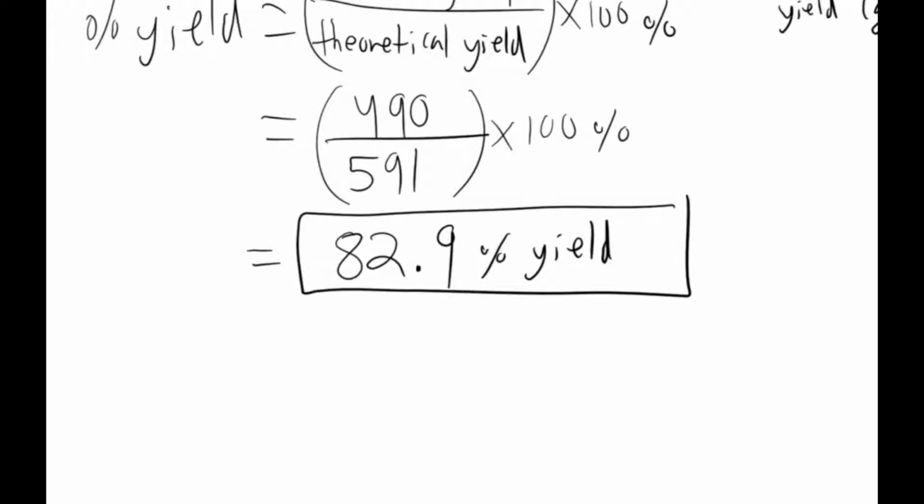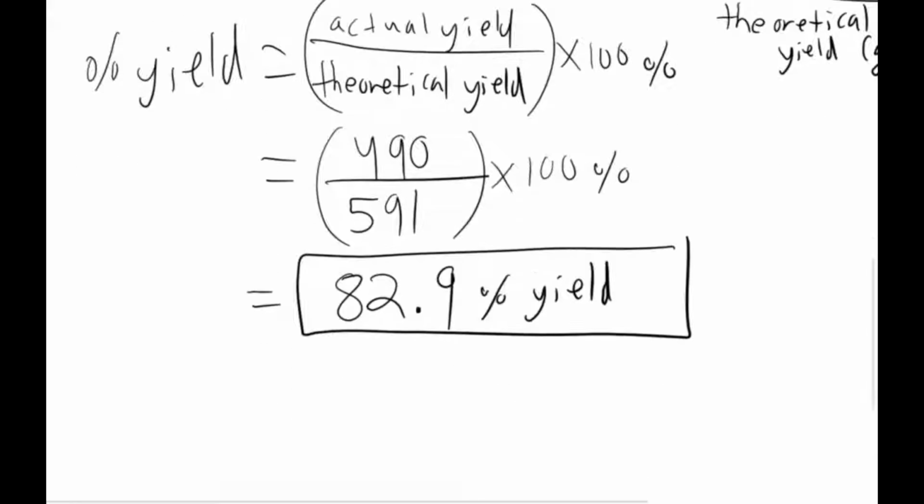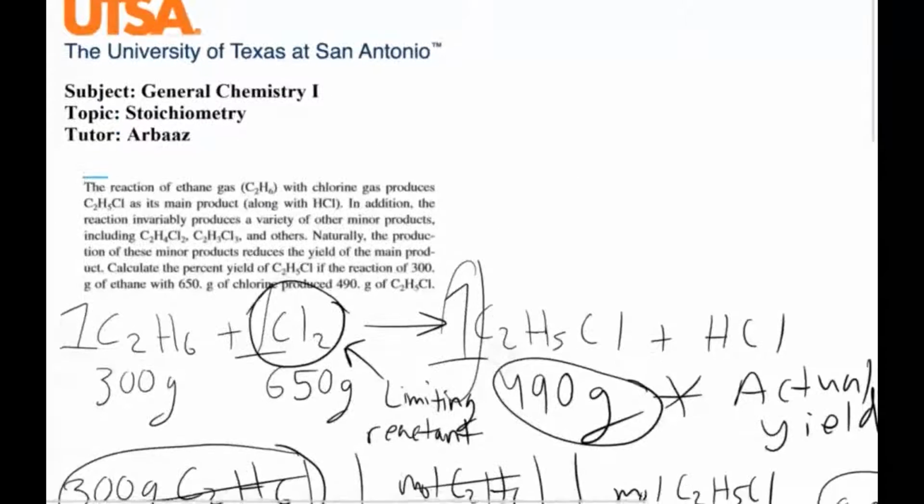So 82.9% yield. Again, it couldn't go to 100% yield because, as the problem stated, in an experimental setting there will always be side reactions or inefficiencies in the procedures, and this is what causes this error in the yield. So, anyways, this concludes our problem.